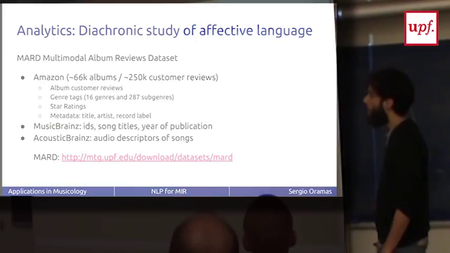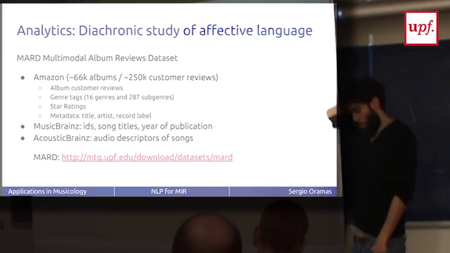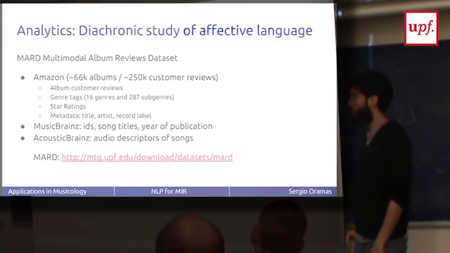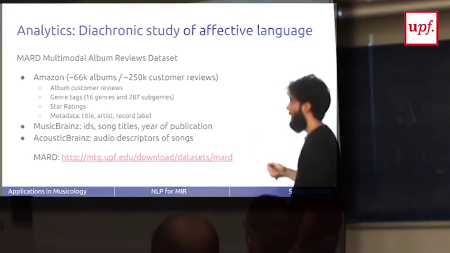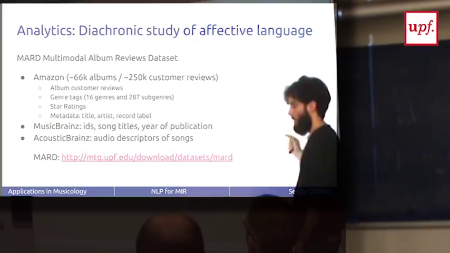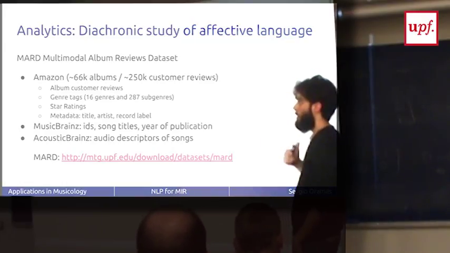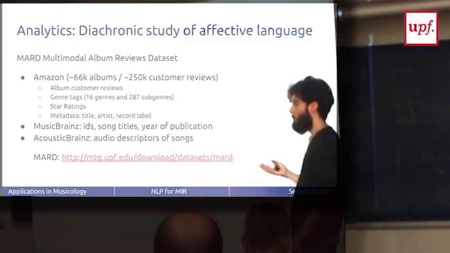We use the same dataset I mentioned before for classification, from Amazon reviews. This dataset has around 66,000 albums and more than 250,000 customer reviews. These reviews come with a star rating given by the user who wrote the review. For every album we have a genre tag. We have metadata, like the artist and the label, which we get with MusicBrainz. And we also get the year of publication of the albums.